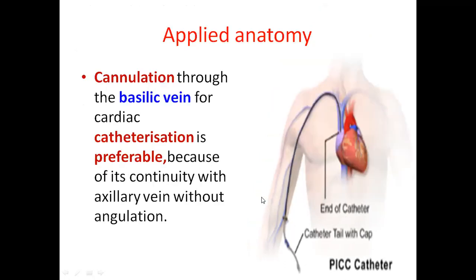Now, applied anatomy: cannulation through the basilic vein for cardiac catheterization is preferable because you can see its continuity with the axillary vein without any angulation. Basilic vein is quite straight, right? Whereas the cephalic vein, if you observe, is taking a bend, for which reason the cephalic vein is not preferred, whereas the basilic vein is quite straight and it is opening straight forwards into the axillary, then subclavian, then brachiocephalic, then superior vena cava. So a straight journey makes it very easy to pass a catheter.